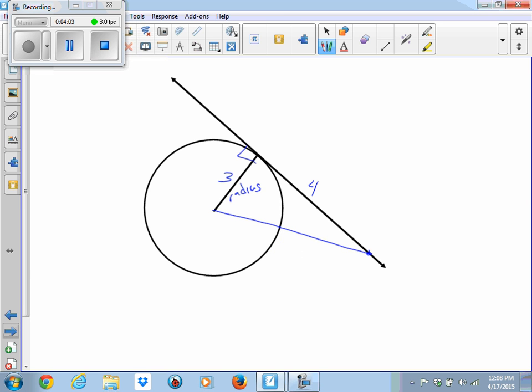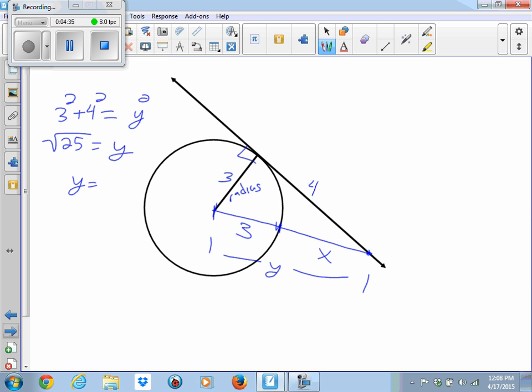One thing that will come up in here: this will be 3 because it's a radius just from here to here, and they'll have you find x here. You have to do a little bit more algebra to figure it out. But you can do 3 squared plus 4 squared equals, we'll say y squared in this case, if y was the actual whole thing. Then you get the square root of 25 is y. So y is 5. And then 5 equals 3 plus x, so minus 3, x is 2. We'll do some more of those in class.